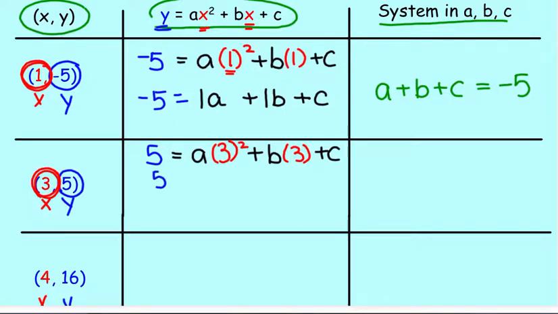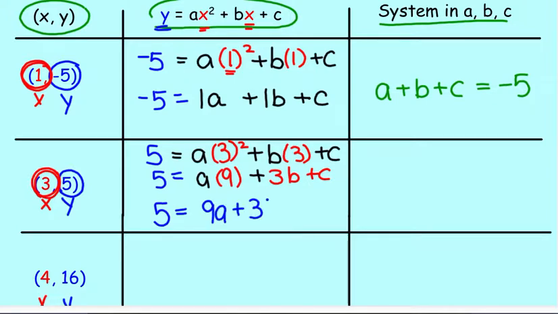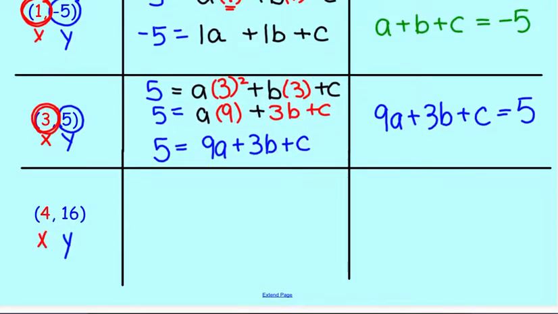The left-hand side just stays as 5, a, and now 3 times 3 is 9, plus 3b plus c. So 5 equals a times 9 is 9a, 3b, c. I'm going to write it in the same order: 9a plus 3b plus c equals 5. So here's our second equation that we're going to use later. We have one more left.